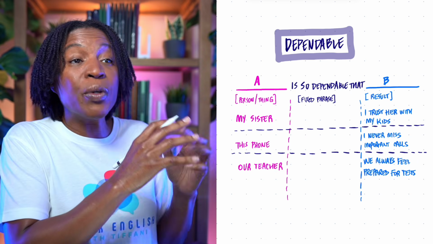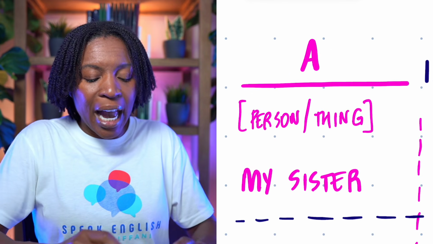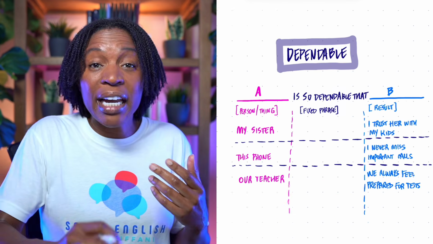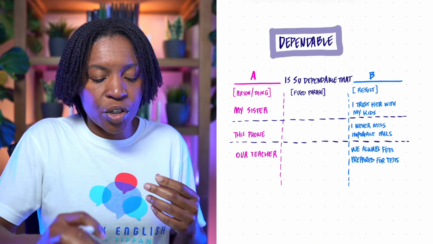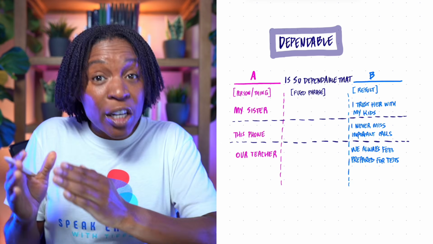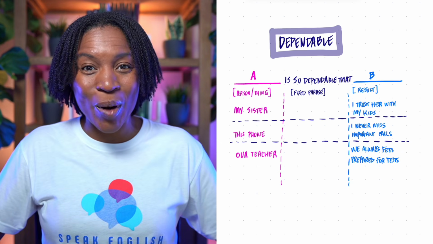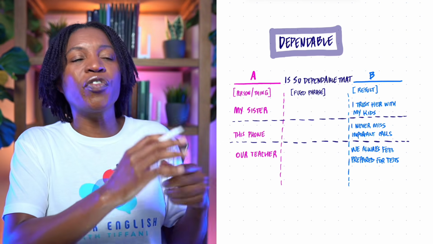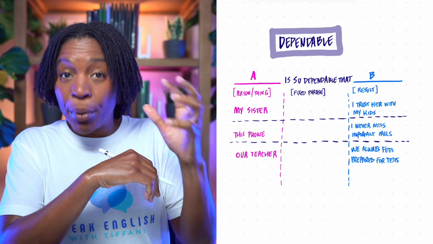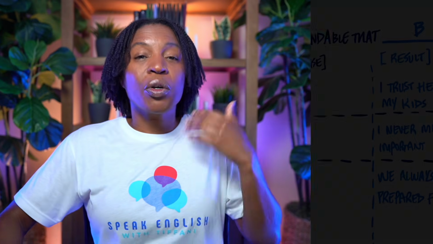Again, remember, with this simple sentence structure, letter A represents the person or thing, and letter B just represents the result. So for our final sentence, we have, our teacher is so dependable that we always feel prepared for tests. Makes sense, right? Again, a simple sentence structure for the word dependable: A, person or thing, is so dependable that B, the result. So now you understand two words. You have coherent and you have dependable.